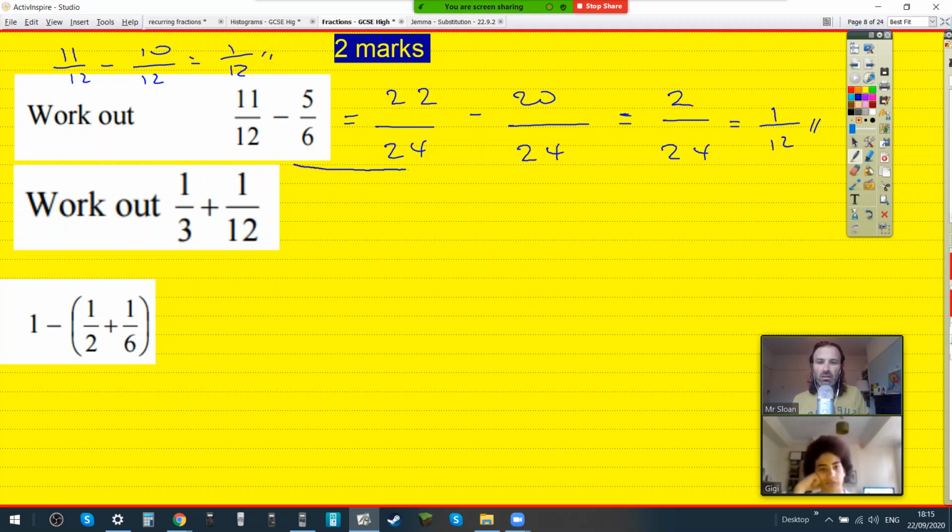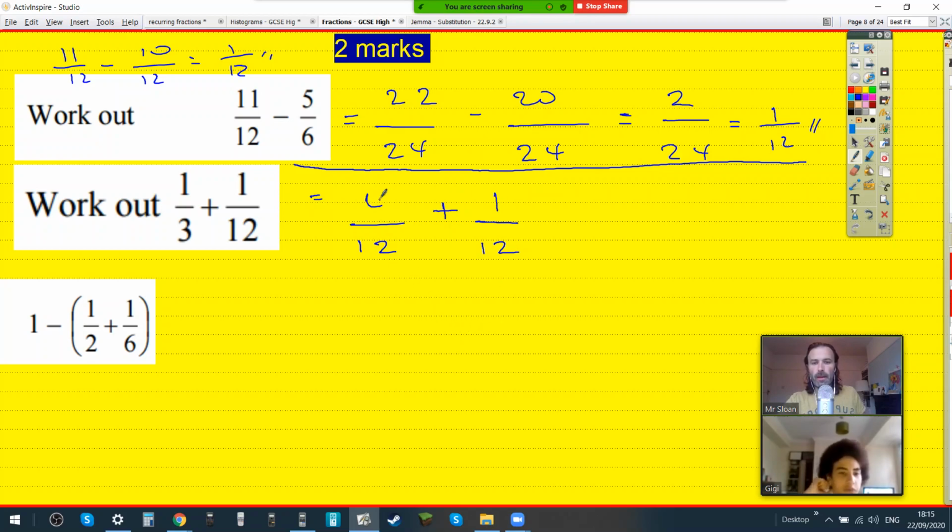Okay. How about second one? No, let's try the very last one. All right. I'm guessing you would do the... Hang on. We'll do it properly. Okay, second one. All right, so it would be 3 over 12 plus 1 over 12. Not 3. Oh, 4 over 12 plus 1 over 12. So that would be 5 over 12.